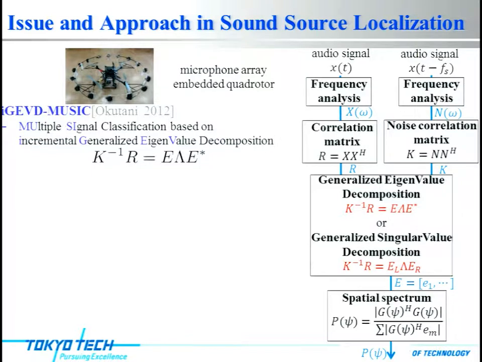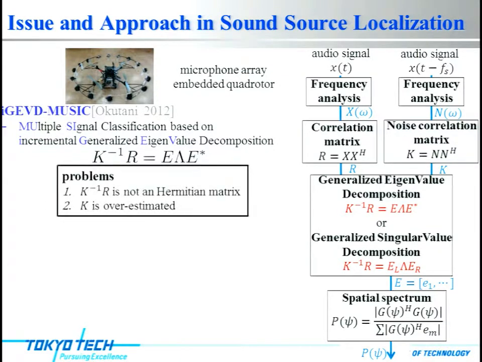With this method, the noise is suppressed using signal and noise correlation matrices. We show that it works properly. However, there are still two problems. One is that K inverse R is not an elementary matrix, and the other is that K is sometimes overestimated. Both lead to performance degradation.